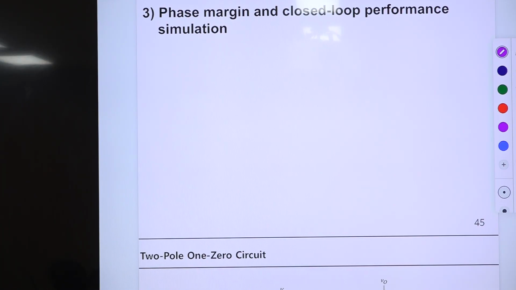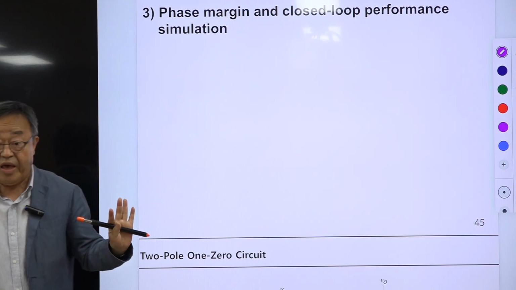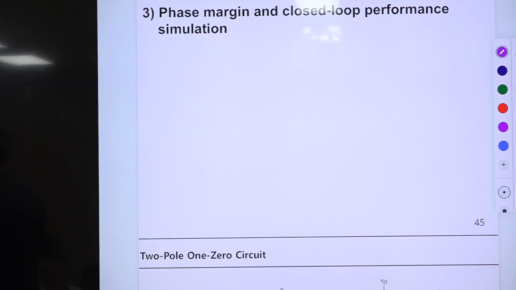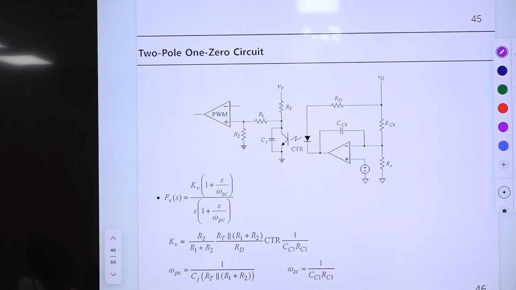There are many additional lecture slides related to PSIM simulation or interpretation of the simulation result, relating the frequency domain response to the time domain performance. That is very useful and very informative. But I skipped that. I want to finish up this flyback converter business today. So I skipped many things, but I decided to keep this one.